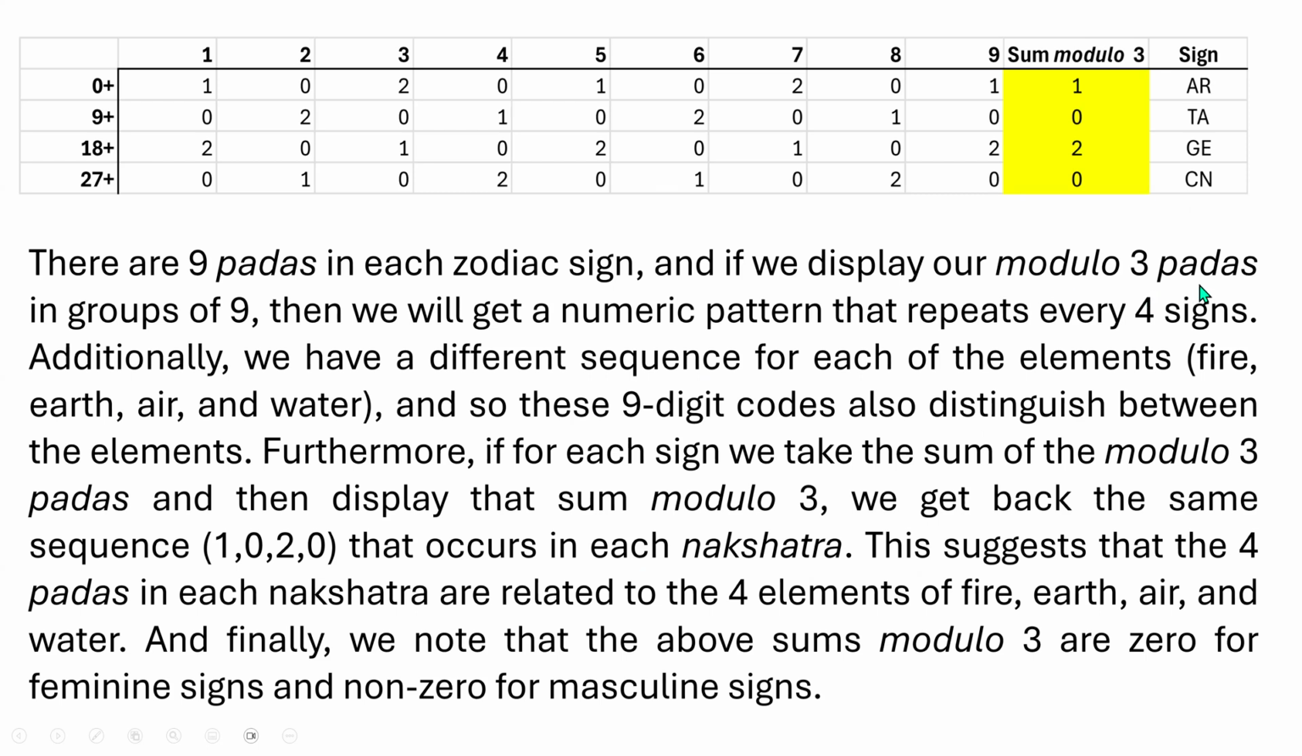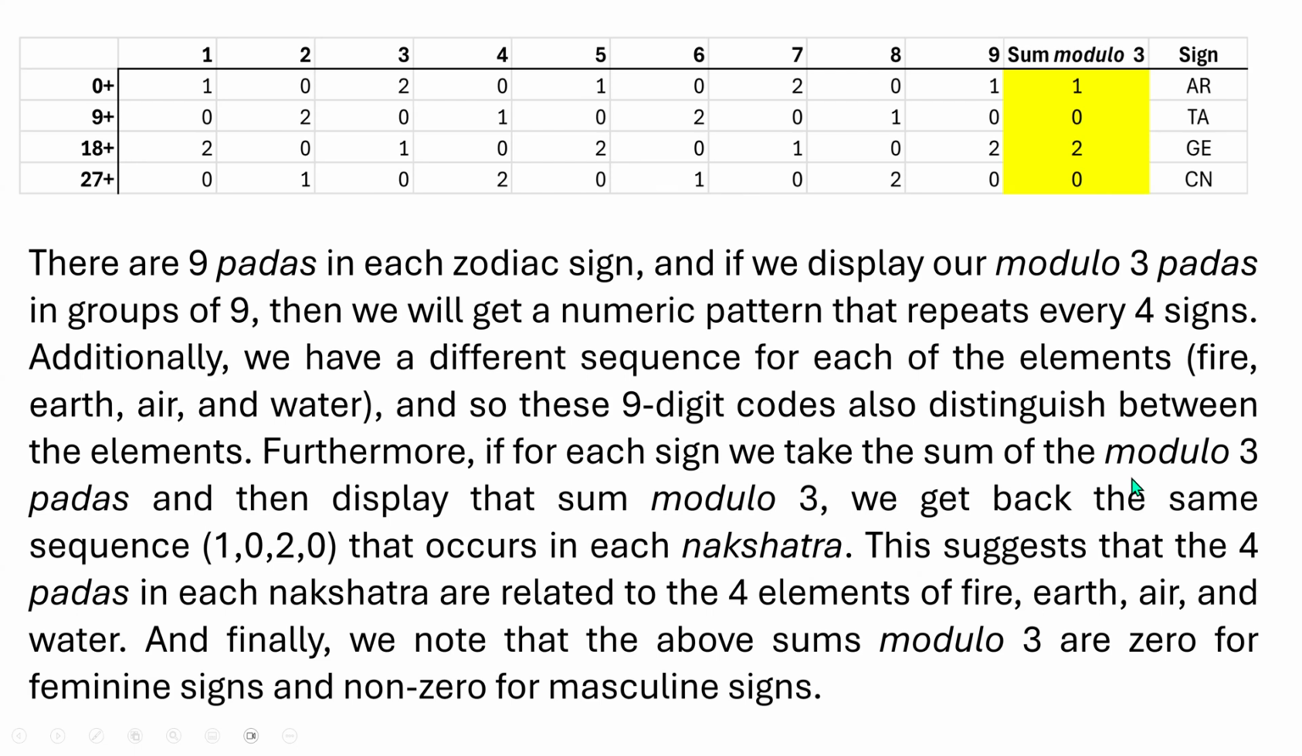Now, there are 9 padas in each zodiac sign. If we display our modulo 3 padas in groups of 9, we get a numeric pattern that repeats every 4 signs. I've got the pattern here for the 4 signs Aries, Taurus, Gemini, Cancer. When we go on to Leo, we repeat the same pattern for the next 4 signs. Additionally, we have a different sequence for each of the elements, fire, earth, air, and water. So this is another identification of the elements within the Fibonacci sequence, and these 9-digit codes also distinguish between the elements.